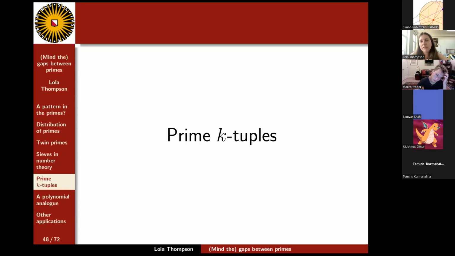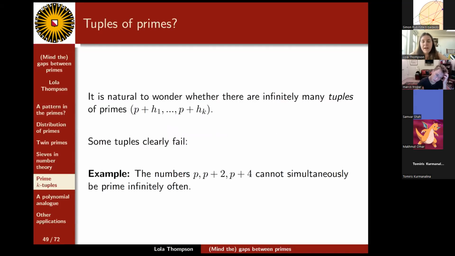So Yitang Zhang, like I said, his result was released in May of 2013. But there was actually a lot of exciting stuff having to do with gaps between primes in 2013. And so now I'm going to talk about something called prime k-tuples. And it's natural to wonder whether there are infinitely many tuples of primes. So not just pairs of primes, but you could have, for example, triples or quadruples or quintuples.